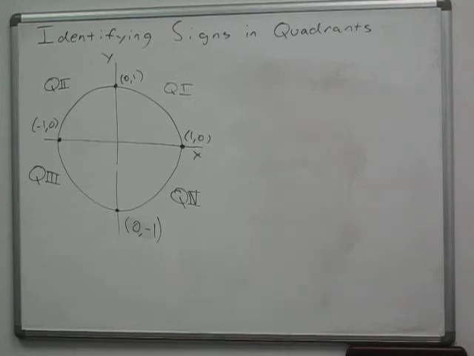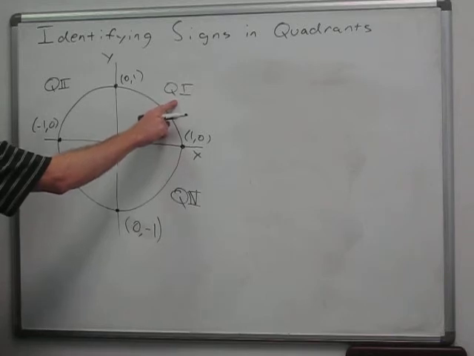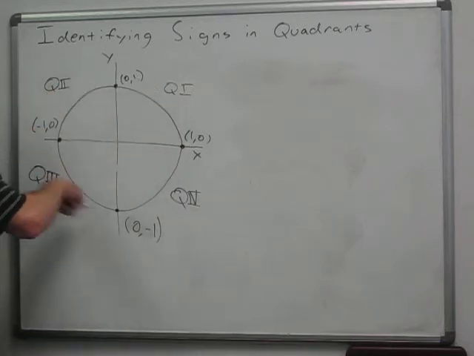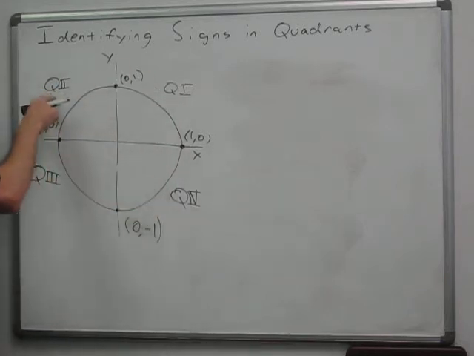In this video, I'd like to take a look at identifying signs of trig functions according to quadrants in the plane. Recall that the quadrants are numbered quadrant 1 in the upper right, and we go counterclockwise through quadrant 2, 3, and then finally 4 in the bottom right.